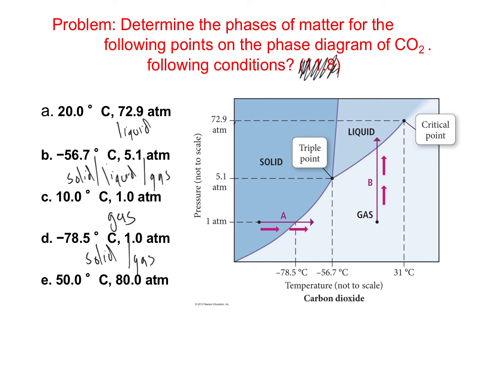And then finally, what would we have at 50 degrees Celsius and 80 atmospheres? So 80 atmospheres is going to be somewhere up here. 50 degrees Celsius is going to be above 31. So we're going to be somewhere in this region. We're above the temperature and pressure of the critical point, so this would make a supercritical fluid.